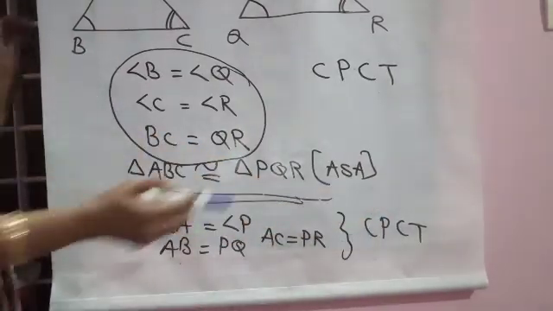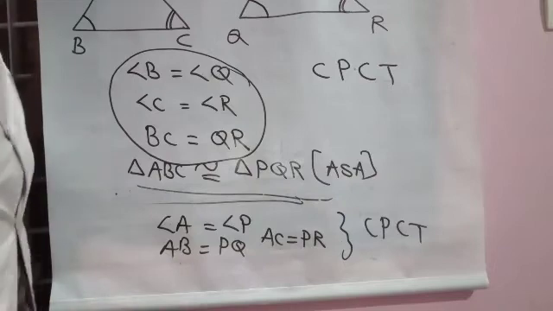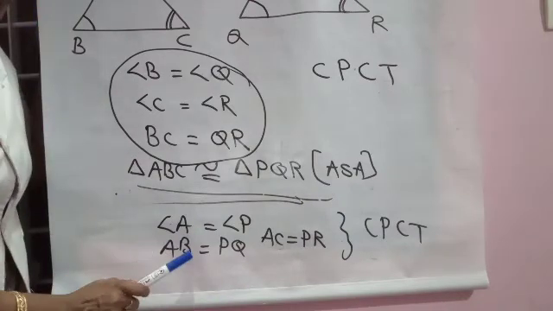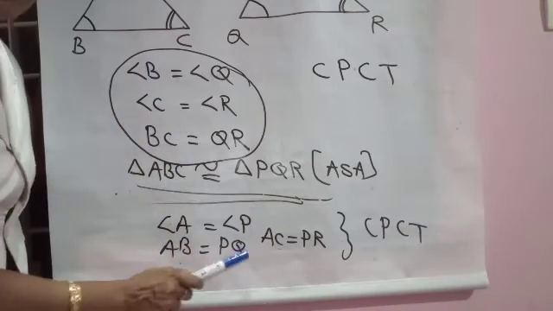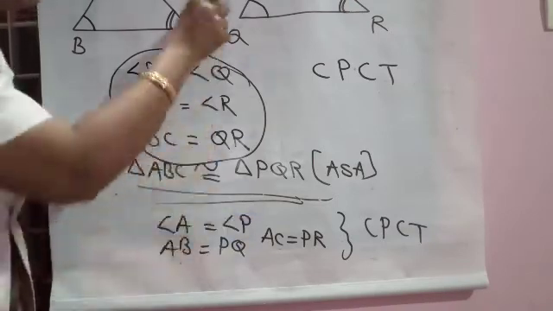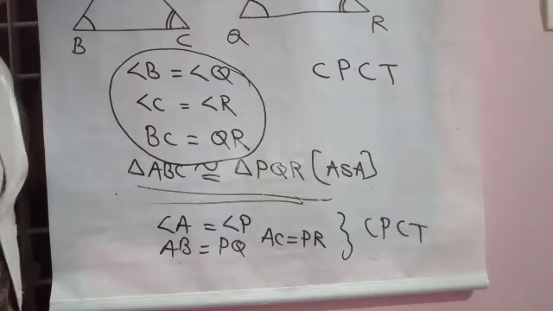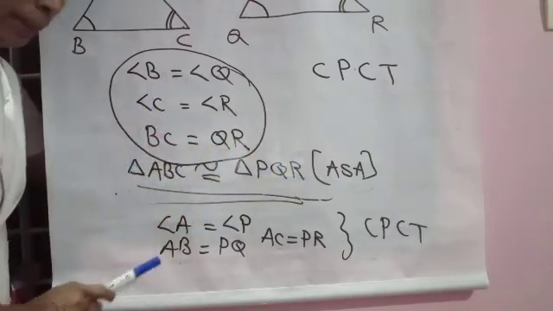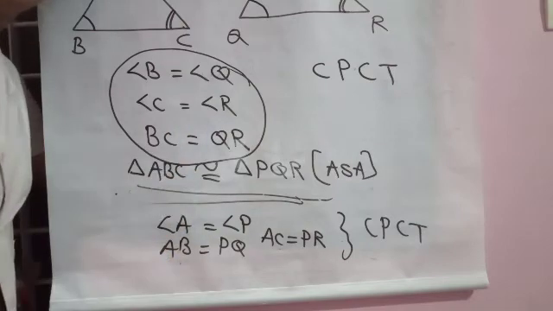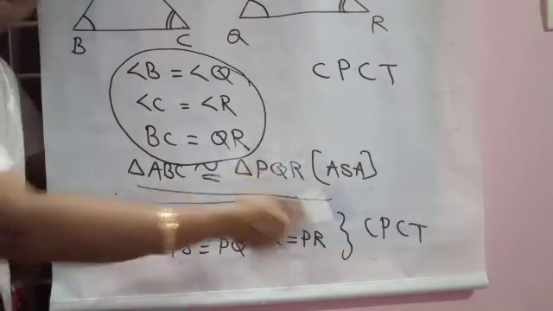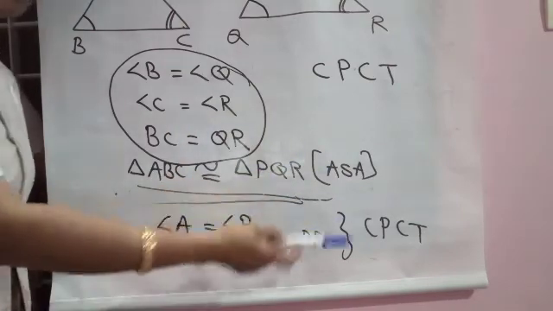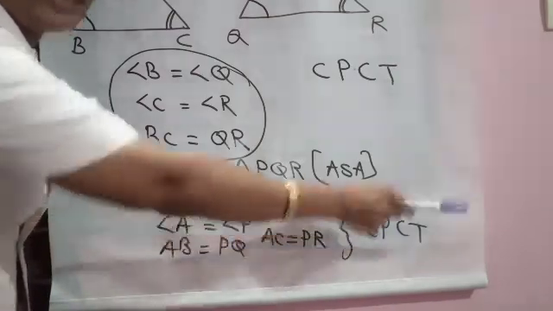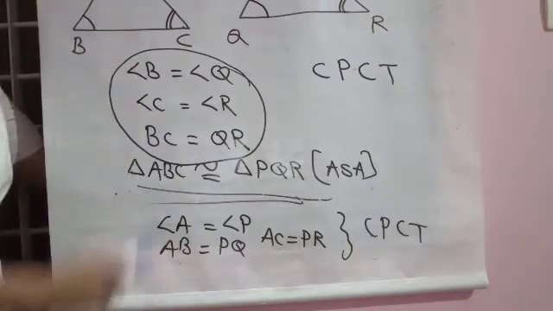Why are they using corresponding parts? That means if you take AB, you must write PQ. Don't write AB equal to PR. That's against the order ABC, PQR. AB cannot be equal to PR. Order wise you have to consider. That is otherwise known as corresponding parts of congruent triangles. Is it clear to all?